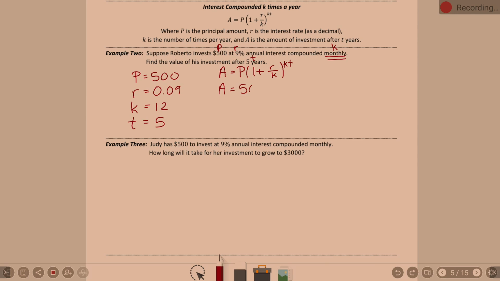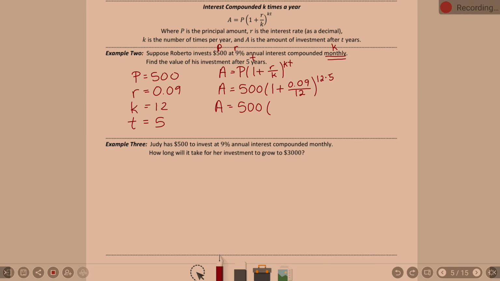So A equals 500 times 1 plus 0.09 divided by 12, raised to 12 times 5. Okay, there's me writing the steps out. Could you enter it on your calculator exactly in this form? You can. Could you clean it up a little bit before you enter it on your calculator? You can. Your choice. So, what is inside those parentheses?